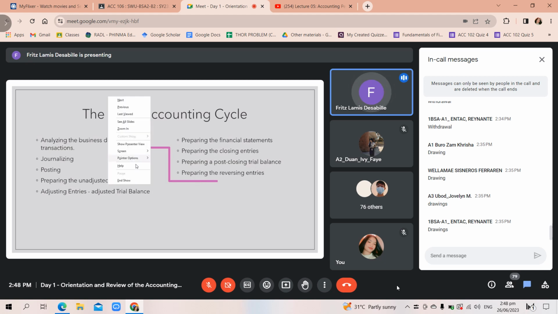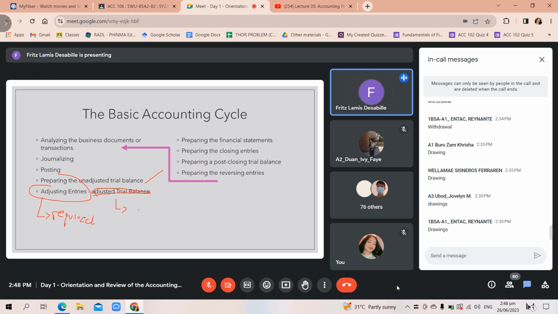Okay, another thing that you should be mindful of, common question, which are the optional steps in the accounting cycle. So, unsa nga mga optional steps diri? Ang optional nato is preparing the adjusted trial balance, not the adjusting entries. This is required, of course. Pero ang adjusted trial balance, this is optional.